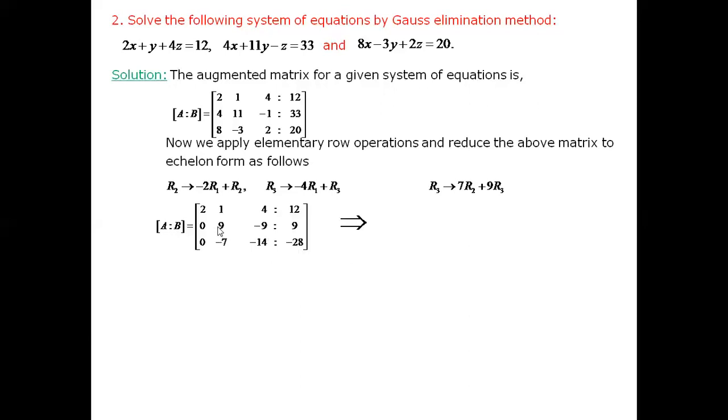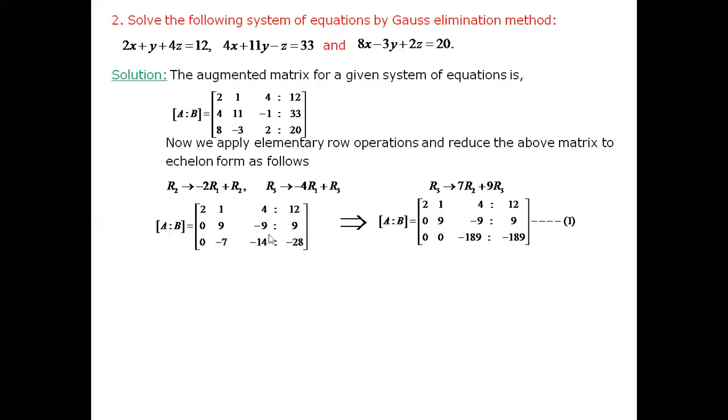7 into 9 is 63. Again, 9 into 7 is also 63. 63 minus 63 becomes 0. So I will use this operation: 7R2 plus 9R3. So the matrix becomes, I'm writing the first two rows as they are: 2, 1, 4 colon 12, and 0, 9, minus 9 colon 9. With this term anyway it becomes 0.